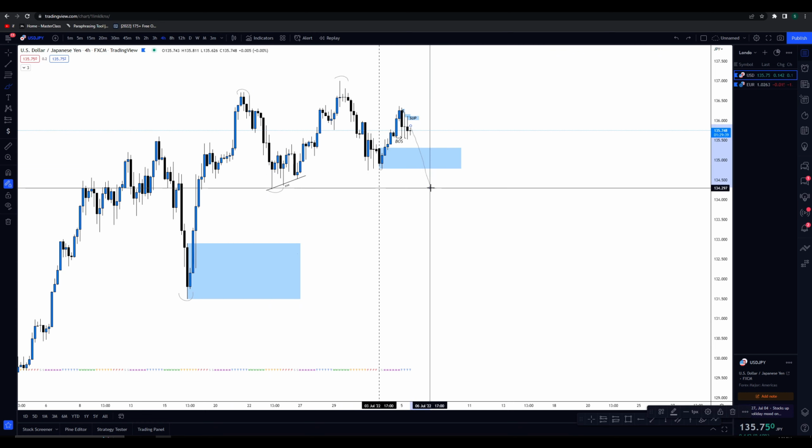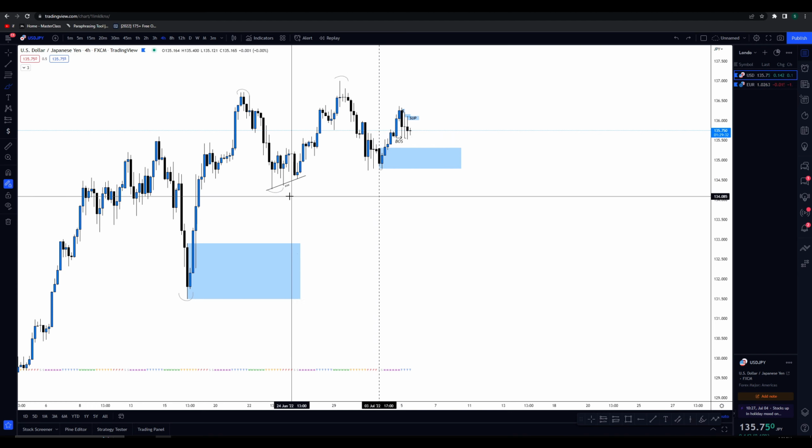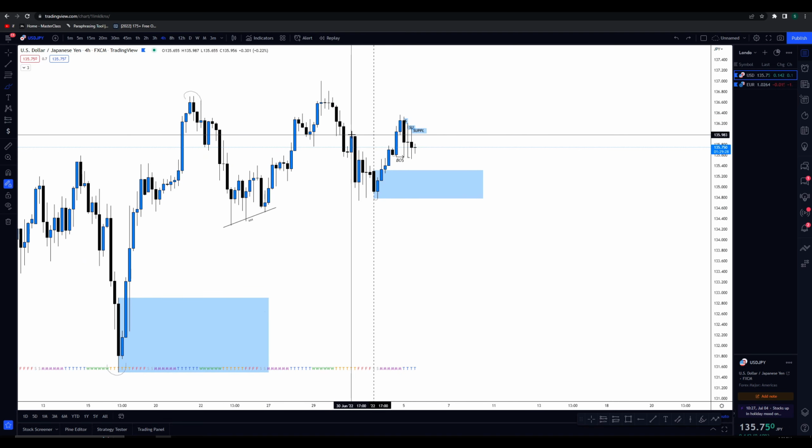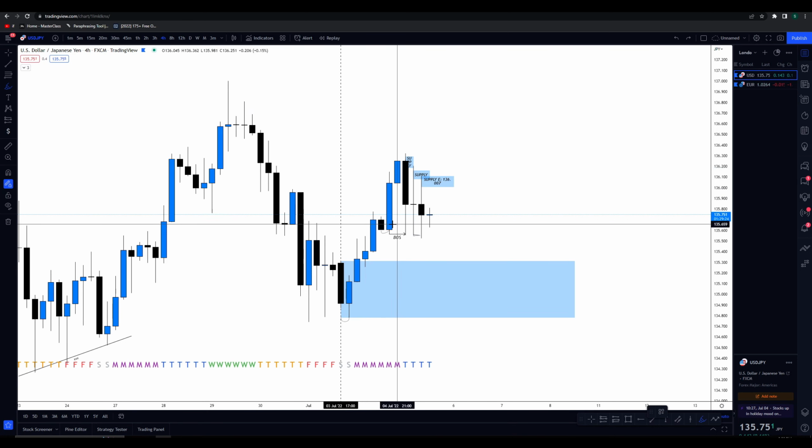For example, if the market broke past this level right over here, which is a macro low, then we would consider to be in a bearish trend. But because we have yet to break past that macro low, we're still in a bullish trend. Now let's see the micro perspective. From the micro perspective, we're basically zooming in.